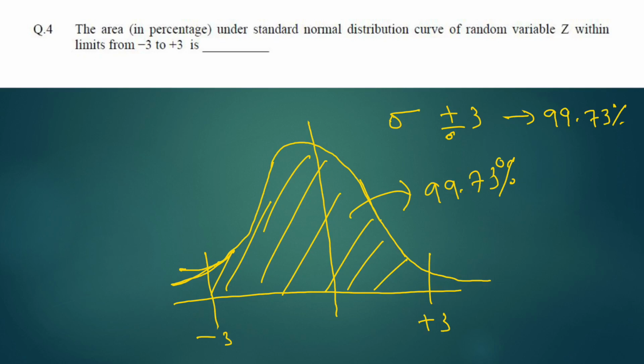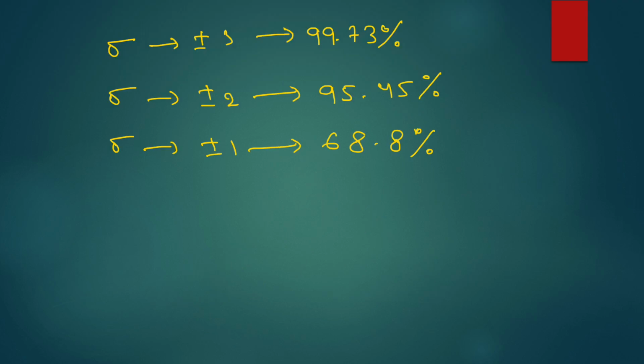This is important for other exams also. For IAS also, this is very, very important. For standard deviation plus 3 to minus 3, it will cover 99.73%. For plus 2 to minus 2, it will cover 95.45%. And plus 1 to minus 1 will cover 68.88% area. All three are important.